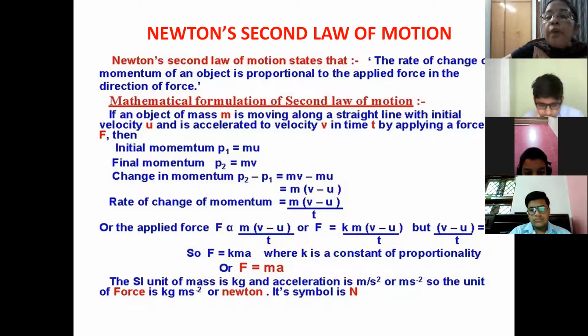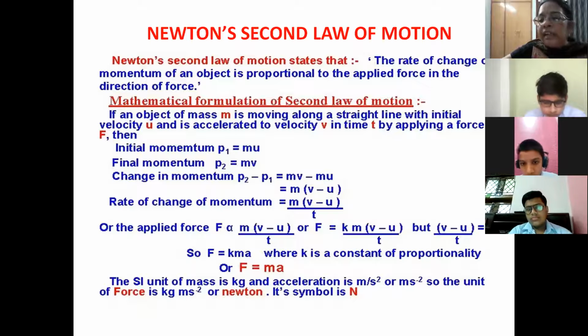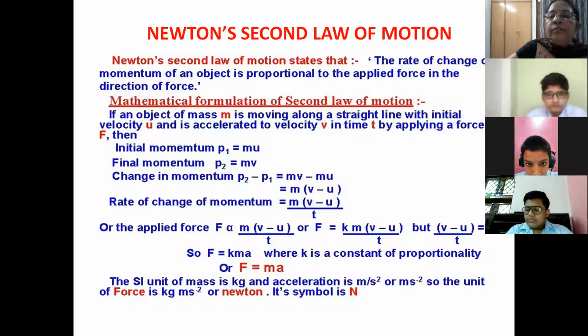Now we have to mathematically formulate the second law of motion. Say there is an object whose mass is m, and the object is moving in a straight line with some initial velocity, which we call u. It is accelerated to v in time t. Then the force applied is directly proportional to its rate of change of momentum.